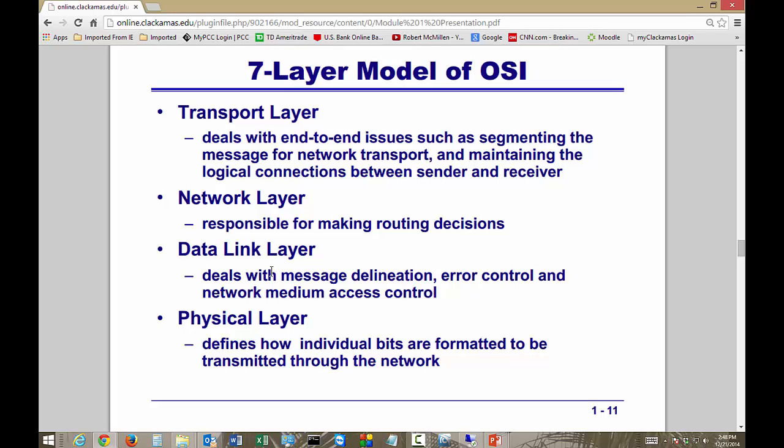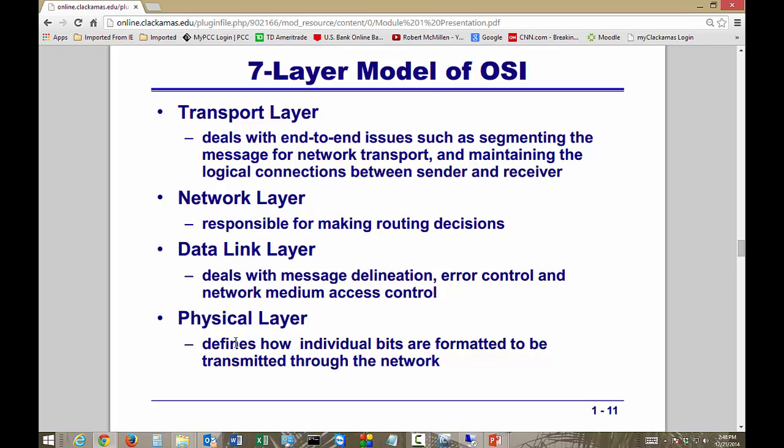The data link layer deals with message delineation, error control, and network medium access control. This is where the switches sit, and also bridges. They sit at the data link layer. So where everything is physically connected, that's going to be the data link layer. It also handles frames, Ethernet frames and various other types of frames, which we'll talk about later.